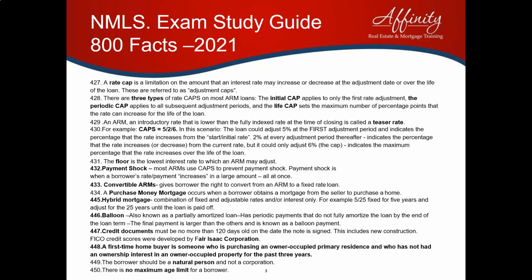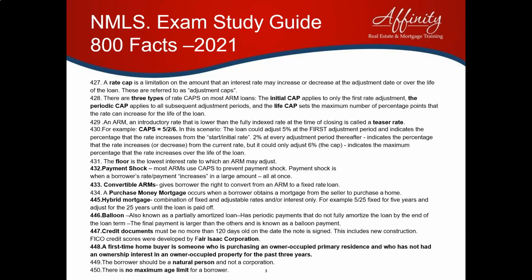In this scenario, the loan could adjust 5% at the first adjustment period, which indicates the percentage that the rate increases from the start rate or initial rate. 2% at every adjustment period thereafter indicates the percentage that the rate increases or decreases from the current rate. But it could only adjust 6%. The cap indicates the maximum rate increase over the life of the loan. The floor is the lowest rate to which the ARM may adjust.